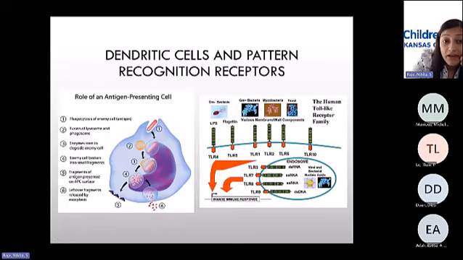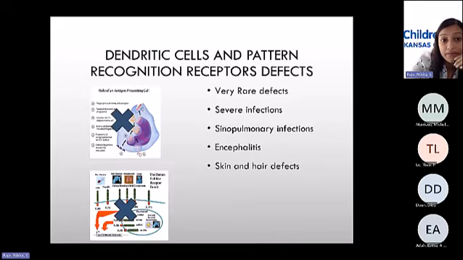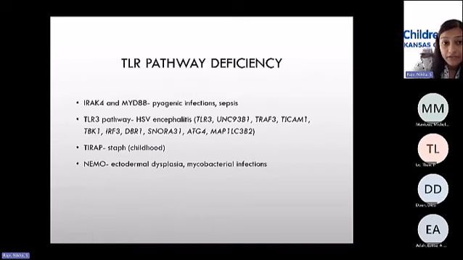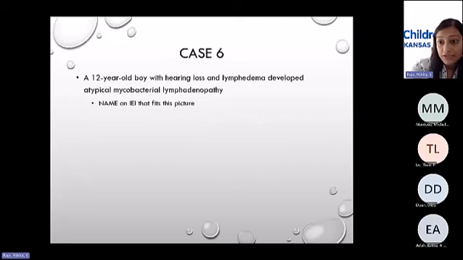Dendritic cells and PRRs, such as toll-like receptor defects, we know these are rare. They can present with ectodermal dysplasia and then severe disseminated viral infections. We talked about TLR3, but defects in other TLR pathways can present with severe pyogenic infections, like IRAK4 and MyD88. NEMO can present with ectodermal dysplasia, mycobacterial infections, and other infections.